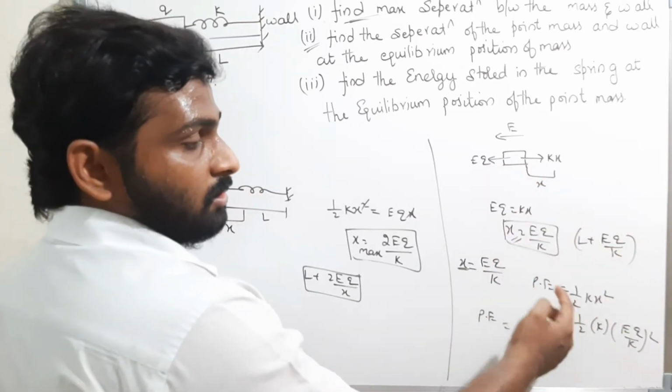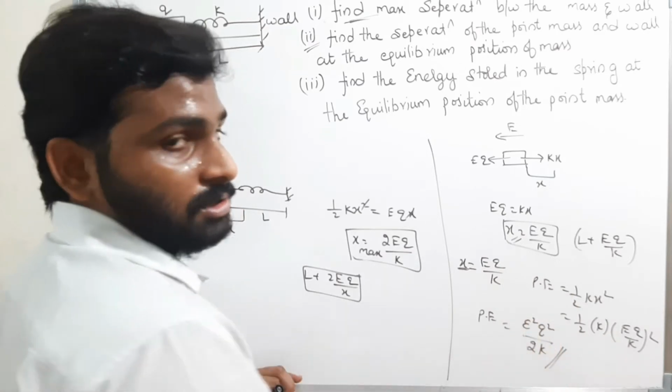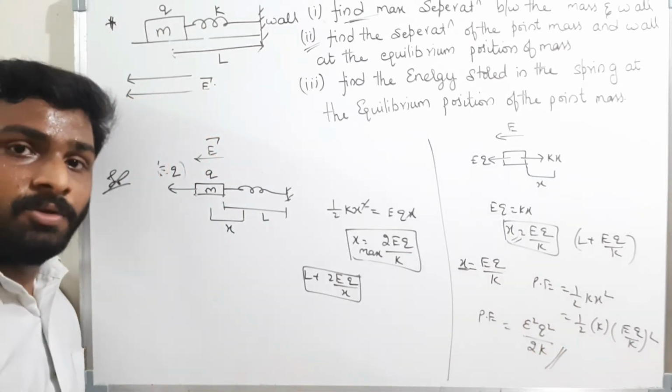Now this is potential energy. Keep this kx here, and now we get the potential energy. I think this question is clear. Okay, now we'll see the next question.